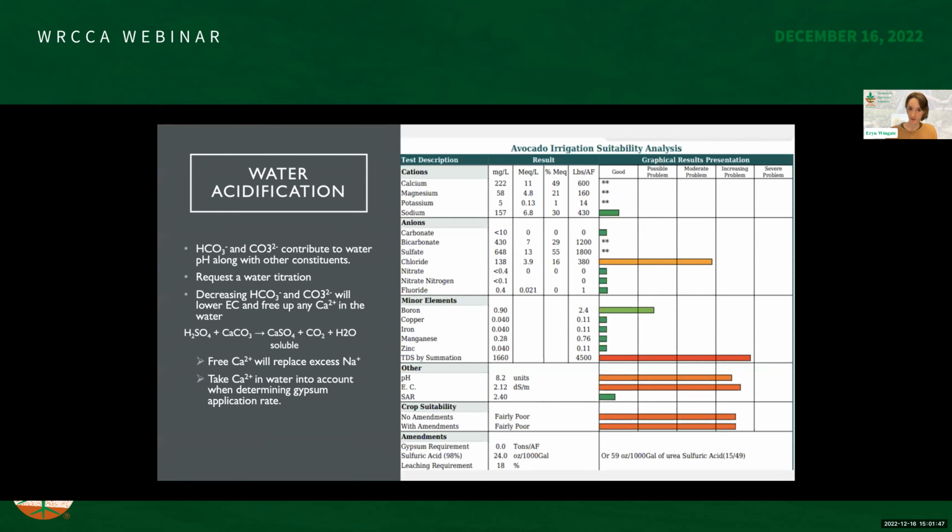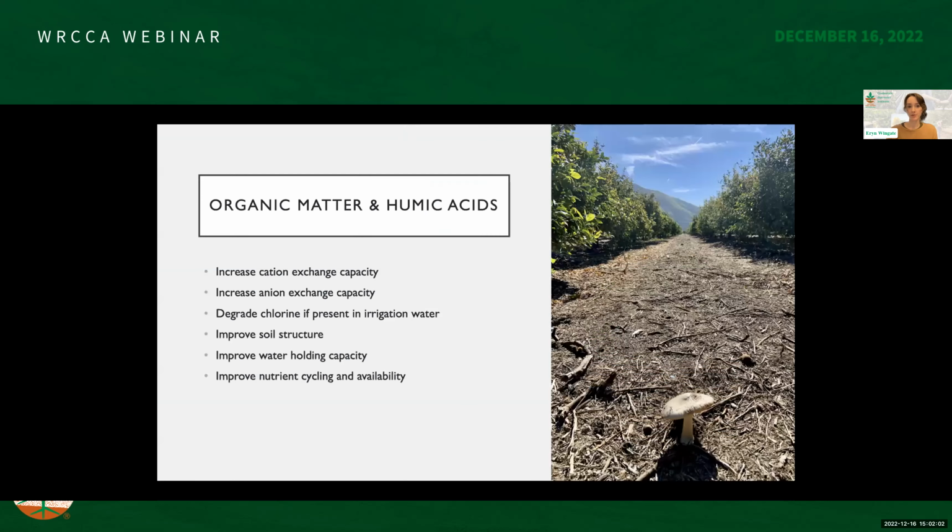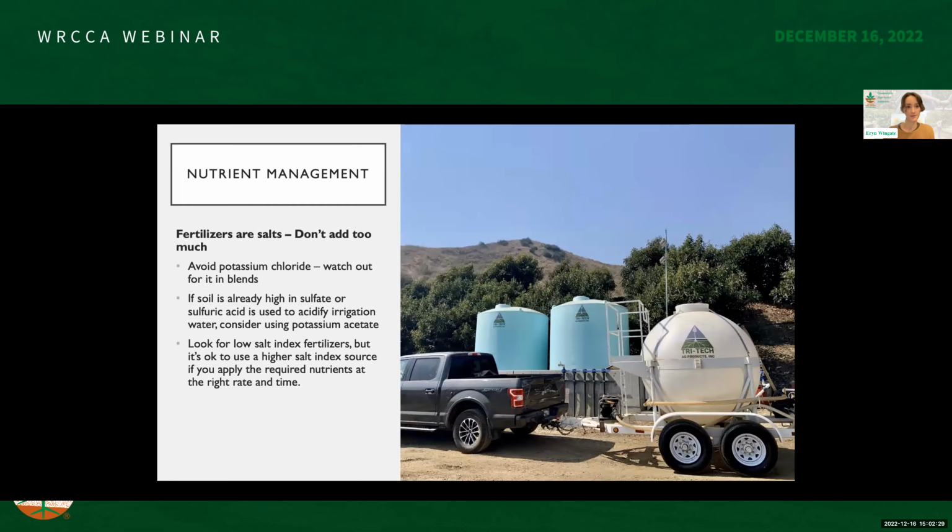You can apply elemental sulfur, as in the example on the last slide, and you can also acidify the water directly. Acidifying the water, we should remember, will take time to see a big effect on the soil. And then the importance of organic matter is relevant here too, not only to get rid of any chlorine in the water, but also because organic matter increases cation and anion exchange capacity, and it improves soil structure, water holding capacity, all of those good things.